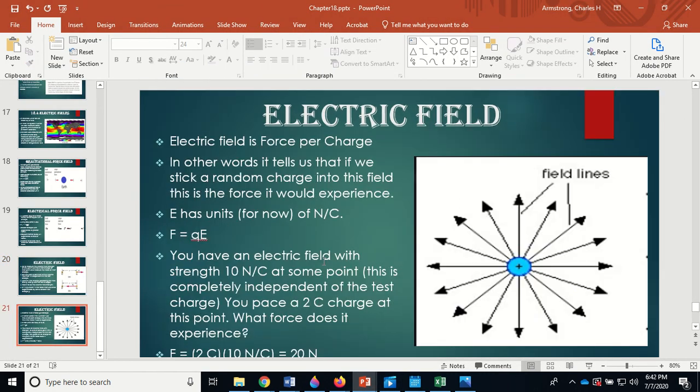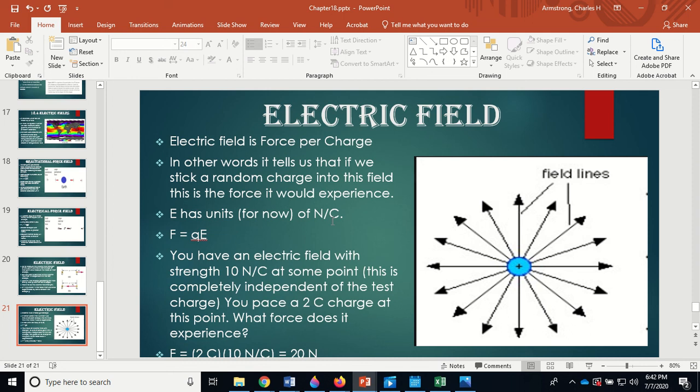Okay. Now we draw the field lines going off away from a positive charge. If this was a negative charge we had here, we would have the field lines coming in towards it. Electric field is force per charge, okay? In other words, it tells us that if we stick a random charge into this field, this is the force it would experience. So you stick some bunch of coulombs there, and at that point in that field, this is the force that they would feel, okay?